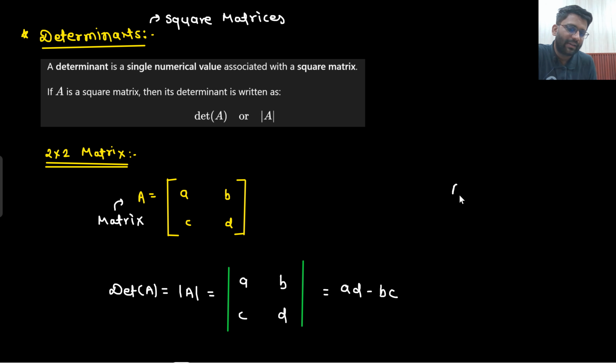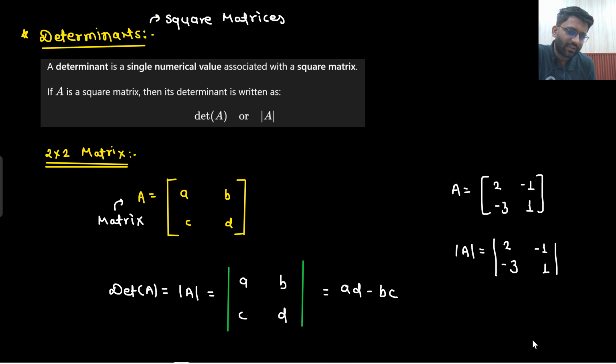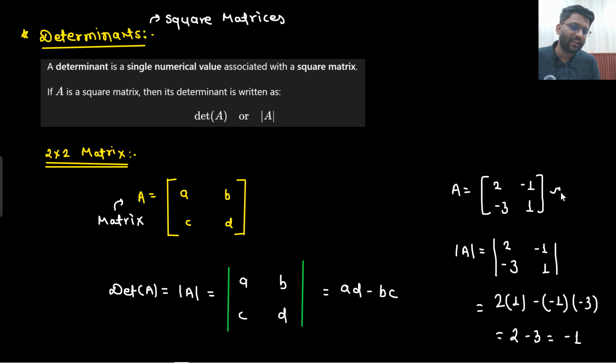Let's take an example. This is a 2 cross 2 matrix A I am having. Let's say this element is 2, this element is 1, this element is minus 1, this element is minus 3. You need to find out the determinant of A. So what you will do? You will write down in this manner 2, minus 3, minus 1, 1. This is the notation. And what you will do? 2 multiply with 1, minus 1 multiply with minus 3. What you are getting? 2 minus 3. So what will be the determinant? Determinant will be minus 1. So if this is the matrix A, then its determinant is coming out to be minus 1, which is a fixed numerical value.